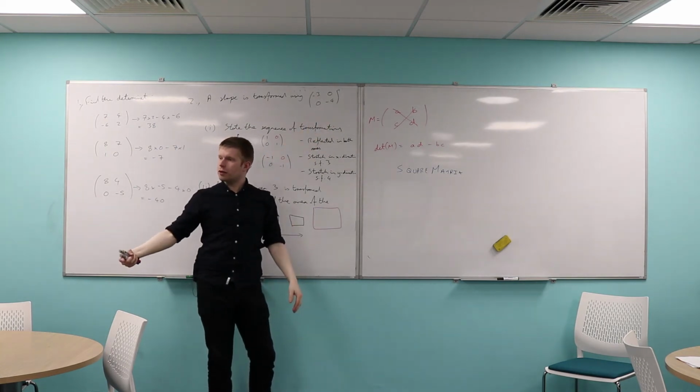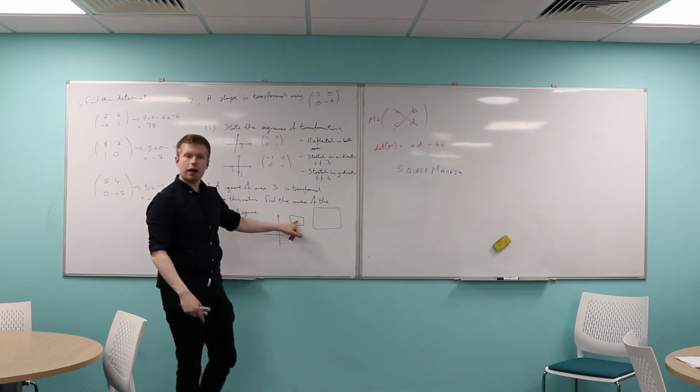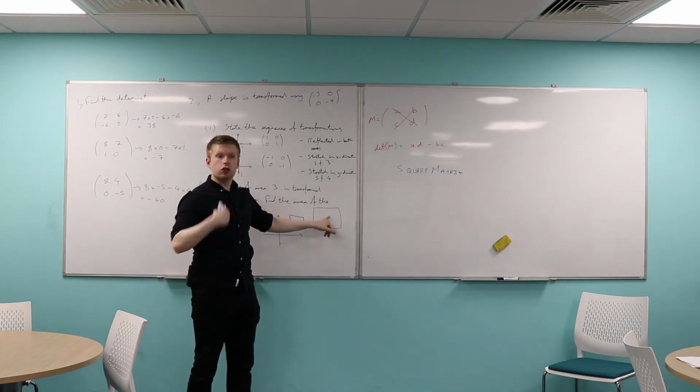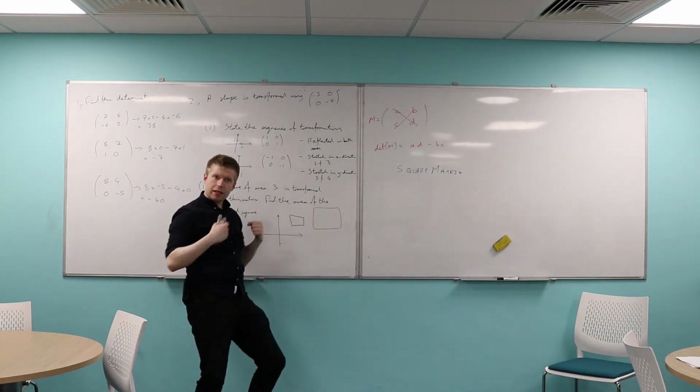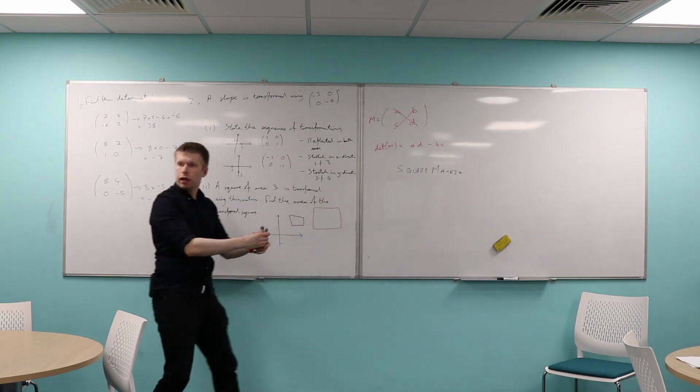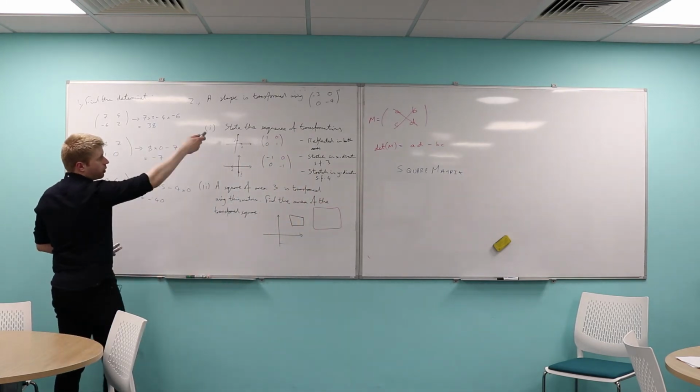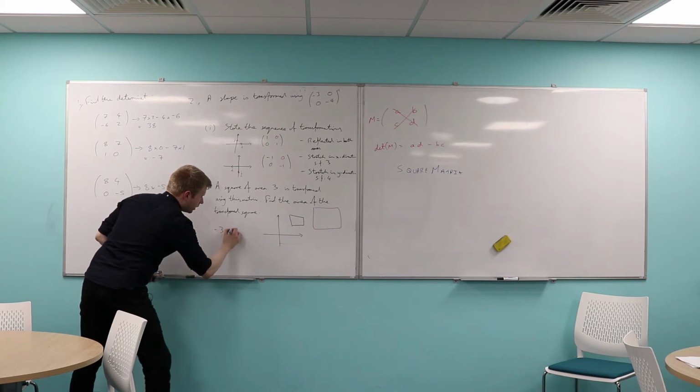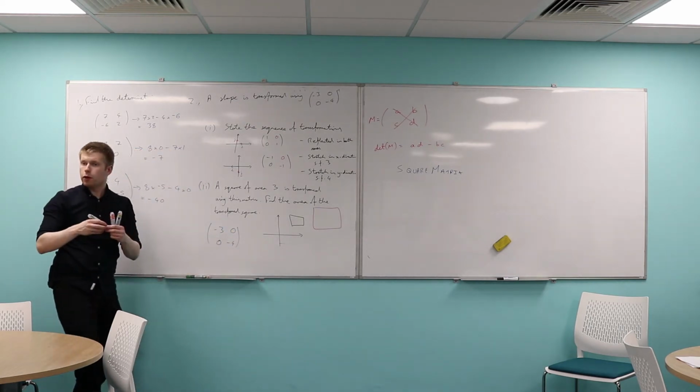Because that's what the determinant tells us. It tells us how many times bigger the new shape is than the old shape. So it tells us how many times the area is being enlarged, okay? So what would the determinant of negative 3, 0, 0, negative 4 be? What's the determinant of this matrix?